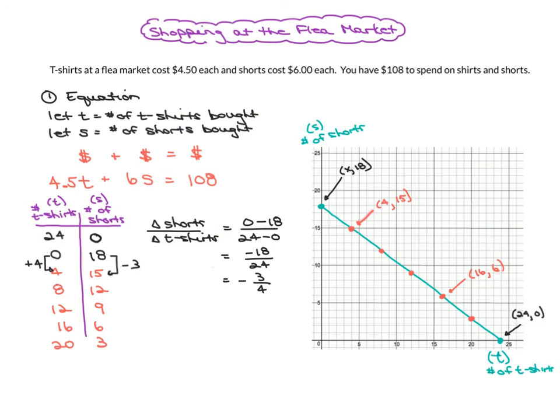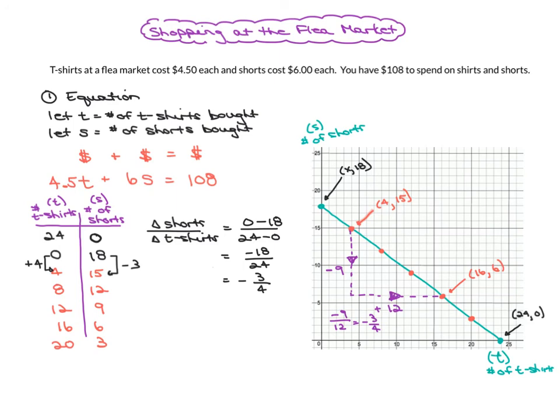I can also find the constant rate of change at the graph. Let's say I go from this point. I'm going to start there. I'm going to come down and then to the right. So I went down, which is negative, and I went down 9 units. And then I go to the right, which is positive, and I went to the right 12 units. So if I think about my change in shorts over change in t-shirts, -9 over +12, that also gives me -3/4. So no matter how you calculate that rate of change, that slope, it's always going to be the same. It's always going to be constant.